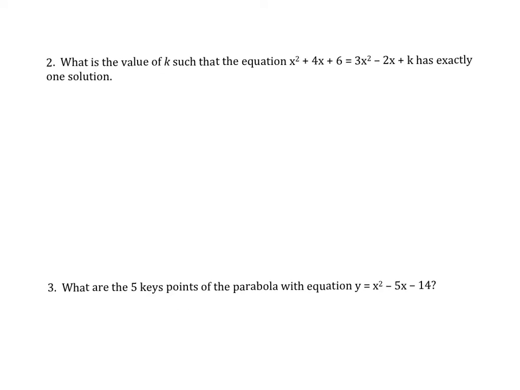All right, so first thing we'll do is we will subtract x squared plus 4x plus 6 from both sides to get that 0 is equal to 2x squared. We subtract 4x from both sides to get negative 6x. We subtract 6 from both sides to get plus k minus 6. And we know that in order for this to have exactly one solution, the discriminant, b squared minus 4ac, must have a value equal to 0.